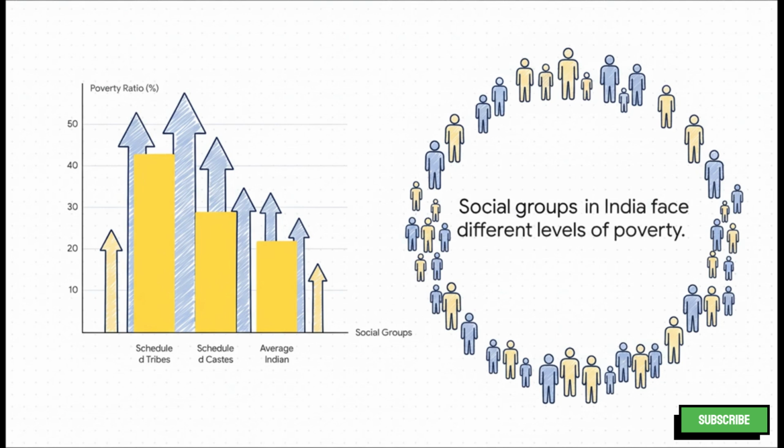While the average poverty ratio in India is around 22%, look how it jumps to 29% for scheduled castes and an absolutely alarming 43% for scheduled tribes. And this isn't just a coincidence. It clearly shows us that poverty in India has a really deep-seated social dimension, linked to historical disadvantage and exclusion.